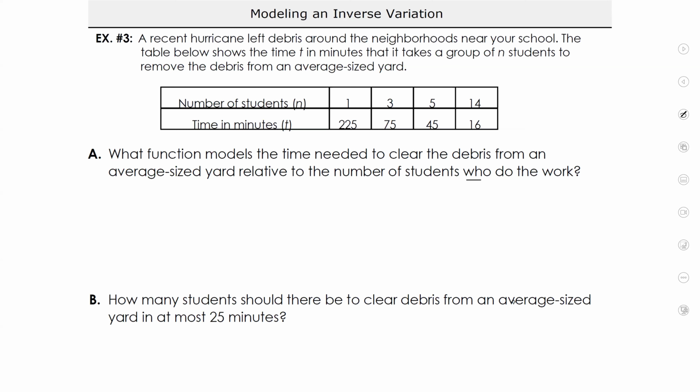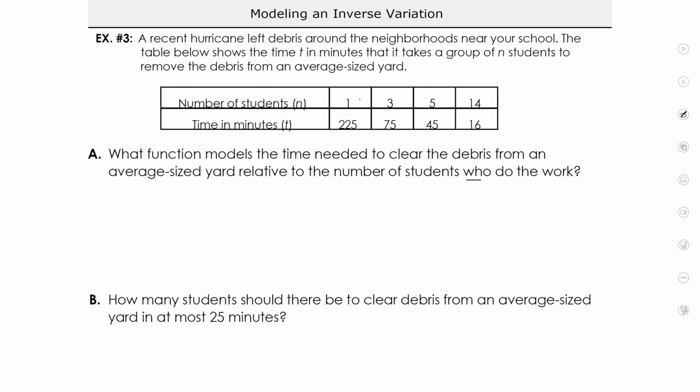Next one. This is our last example. So a recent hurricane left debris around the neighborhoods near your school. The table below shows the time T in minutes that it takes a group of N students to remove the debris from an average sized yard. So guys, notice this is an inverse relationship because the more students you have, the less time it takes to clean up the yard, right?